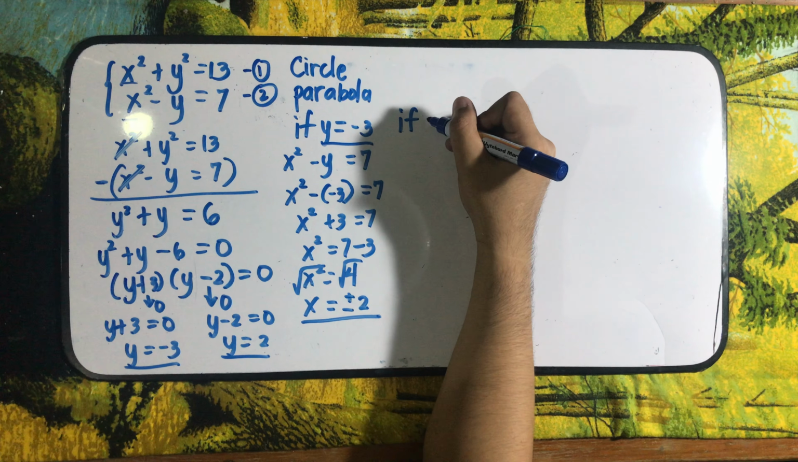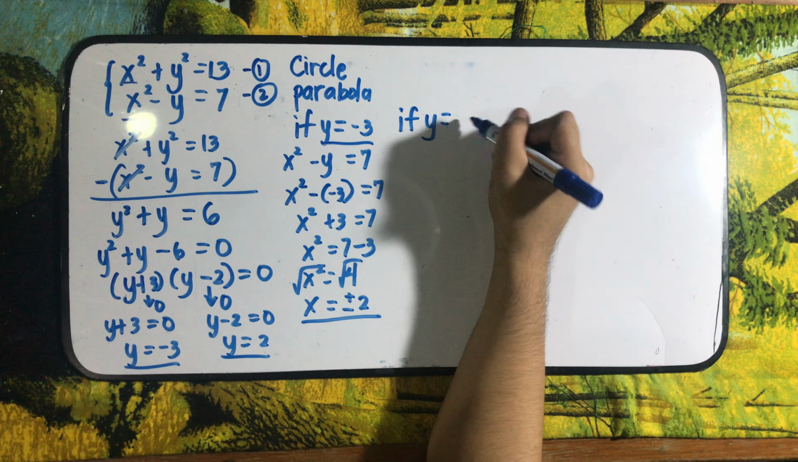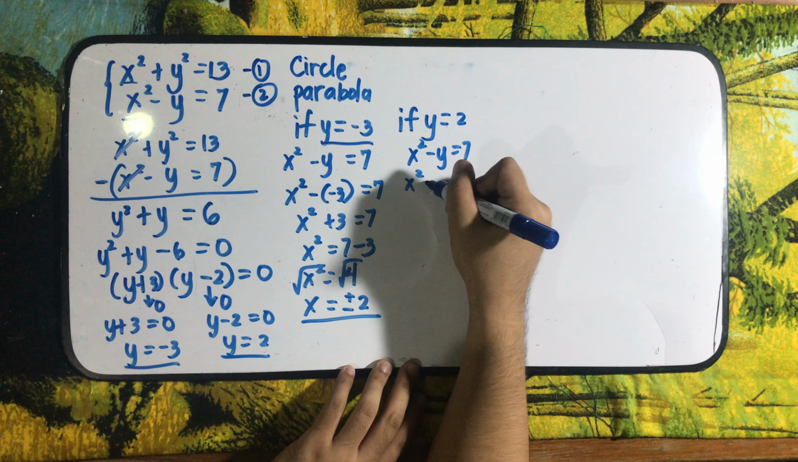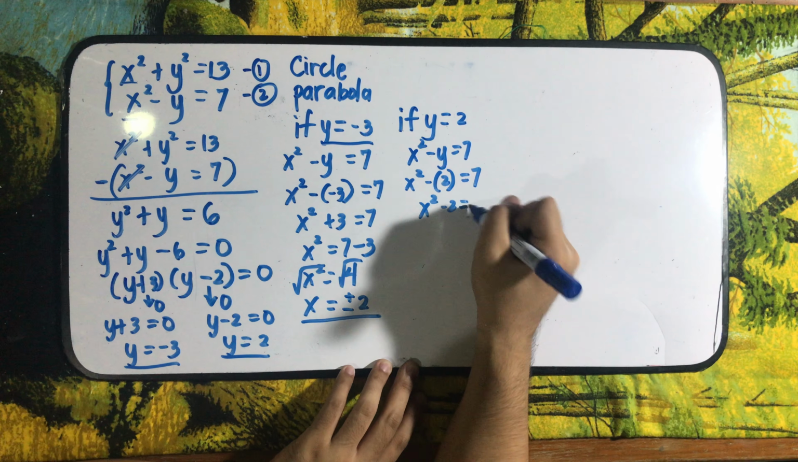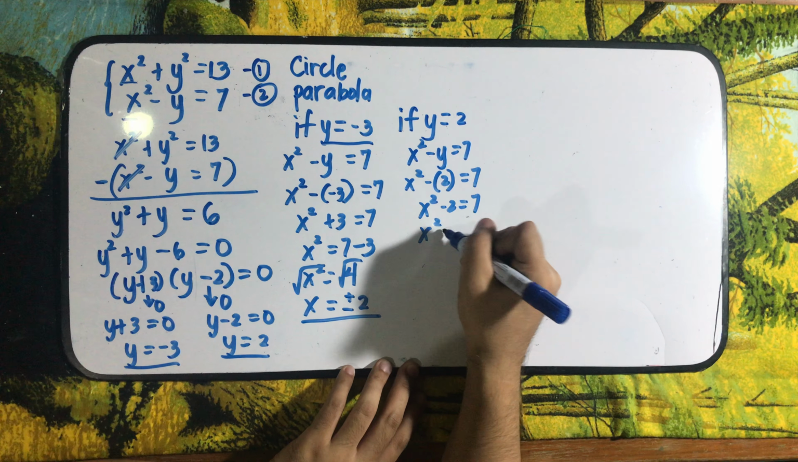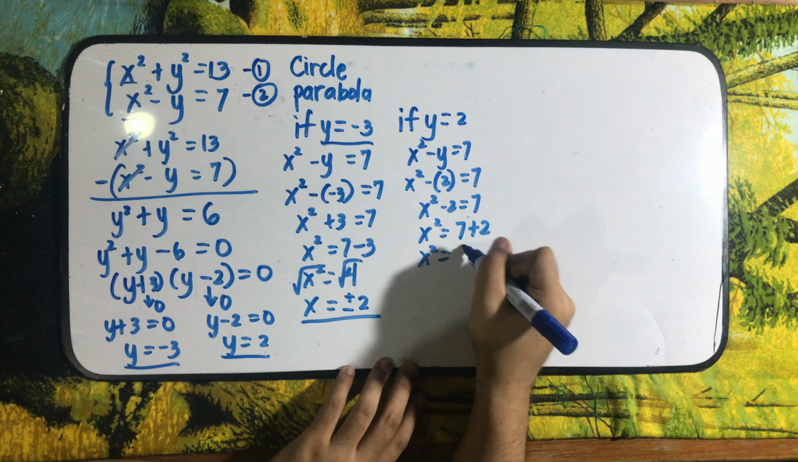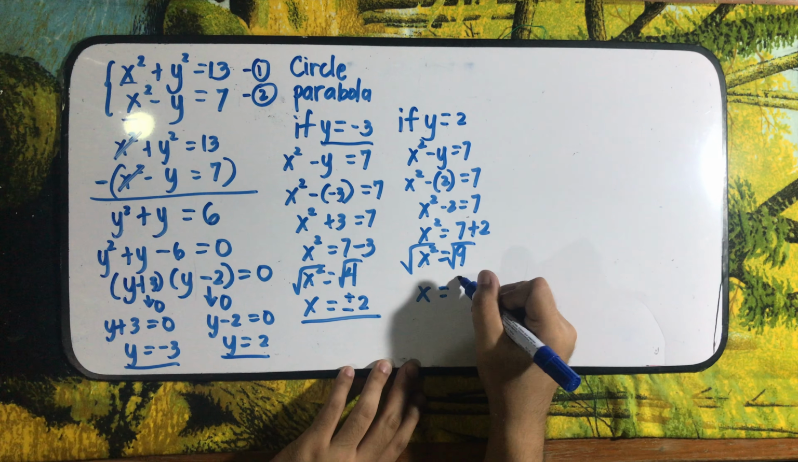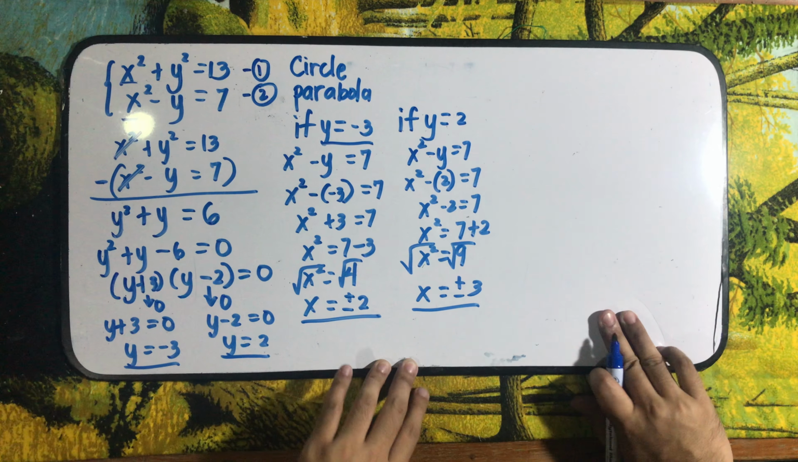What if we now have y is equal to 2? Again, same equation: x squared minus y is equal to 7. X squared minus 2 is equal to 7. X squared is equal to 7 plus 2. X squared now is equal to 9. Get the square root of both sides. Square root of x squared is x. Therefore, x is equal to plus minus 3. Therefore, we'll be having 4 solutions.